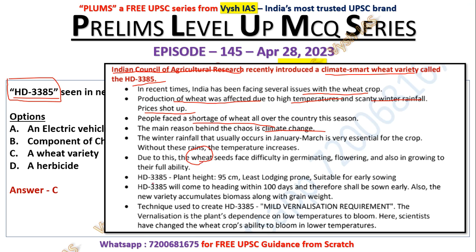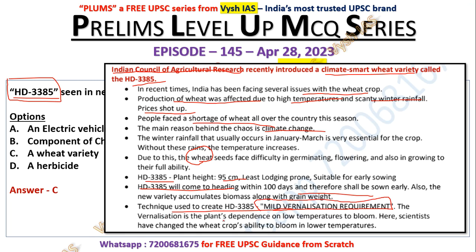Okay, so now HD3385 is a wheat variety which is developed for this purpose. So it is mentioned for plant height and suitability for early sowing, like it can be sown early. You don't have to depend too much on the climate. So that kind of technicalities is mentioned here. Okay, the technique used is this mild vernalization requirement. So also, in case UPSC asks, this was in the news related to what? It is in developing the new wheat variety.